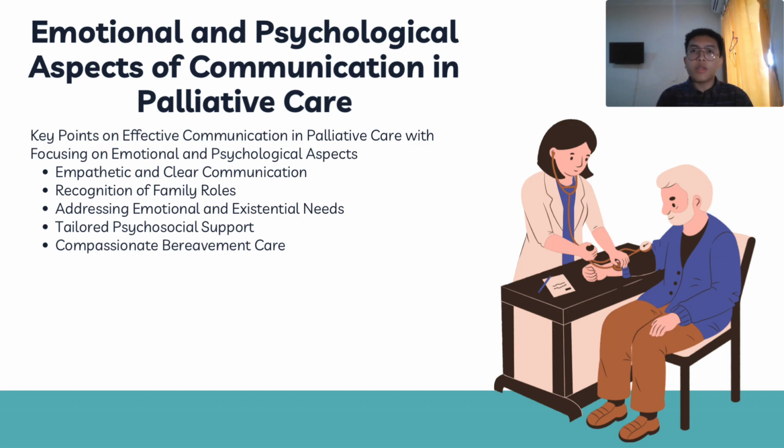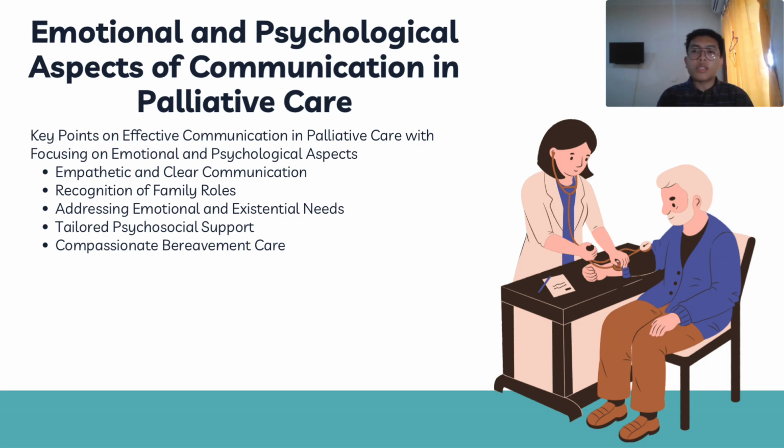process. The second one is recognition of family roles. Involving and supporting family caregivers is vital as they play a critical role in the patient's care journey and overall well-being. The third one is addressing emotional and existential needs. Providing a space for patients to express their thoughts and feelings helps address often overlooked emotional and existential concerns, enabling a therapeutic relationship.